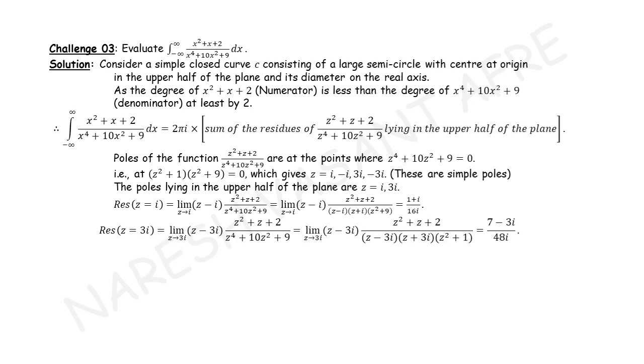And residue at 3i is (7 minus 3i) divided by 48i. Okay, you can see the calculation. So by Cauchy residue theorem we'll get this integral, that is the real integral, is equal to 2 pi i into the sum of the residues that we have got. So the answer is 5 pi by 12. Okay, now let us move to the next.